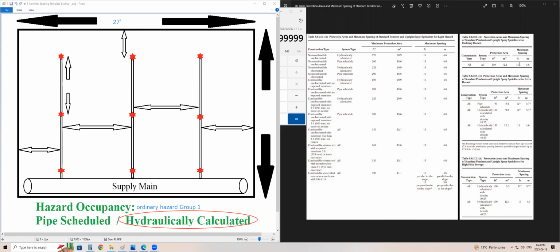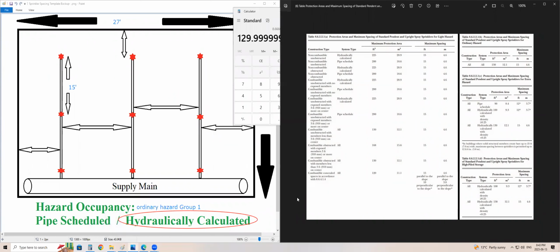Let's say, for example, I want to space my sprinkler heads 15 feet along the branch lines. So again, I'm going to use the same numbers, 15 feet, which means off of my wall, as we already did the math. I'll show you the math one more time. So we've got 130 square foot coverage. I'm going to go to my chart just to show you what I am looking at. We've got 130 square foot coverage. We're looking at ordinary hazard. My maximum spacing allowed is still 15 feet over here.